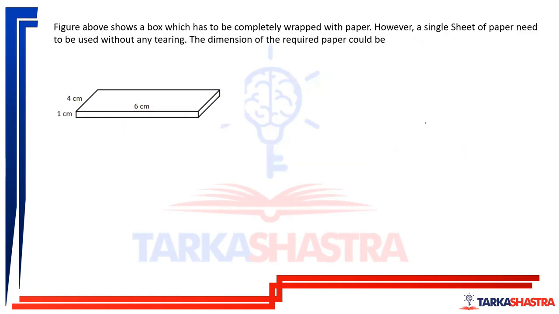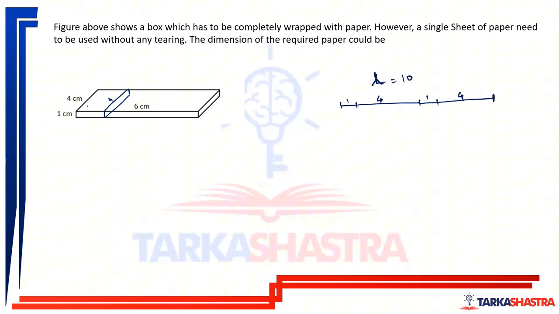The figure above shows a box which has to be completely wrapped with paper. However, a single sheet of paper needs to be used without any tearing. The dimension of the required paper could be, this is simple. Now I am finding out the length. So I have one, then I have this 4, then I'll have this one, and then I'll have this 4. So one of the dimensions, let us say length, is 10.